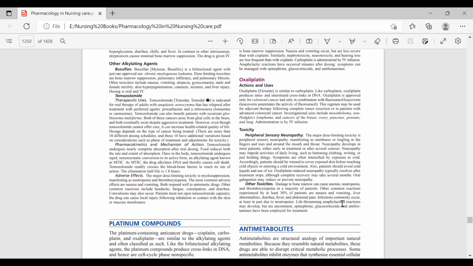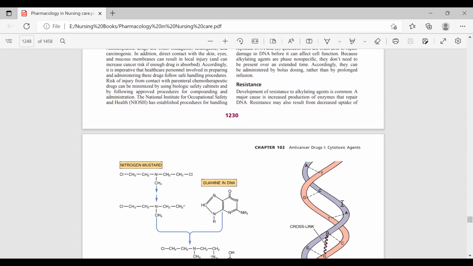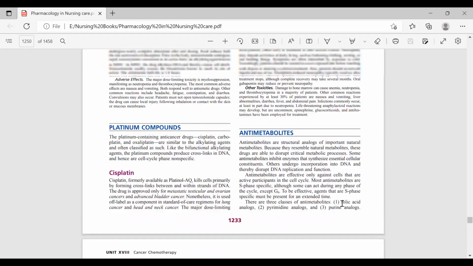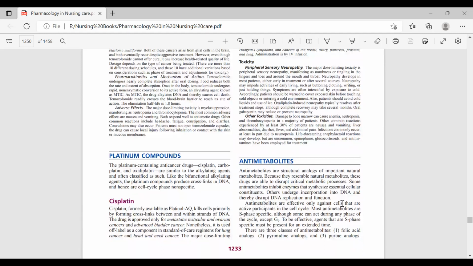So this is all about the alkylating agents, and we also have two or three platinum compounds. I also have to discuss, along with alkylating agents, the platinum compounds, anti-cancer drugs: cisplatin, carboplatin, and oxaliplatin, which are very similar to alkylating agents. So they should be discussed here along with alkylating agents. They produce cross linkages in DNA, have bifunctional alkylating agent activity, and are also cell cycle non-specific.